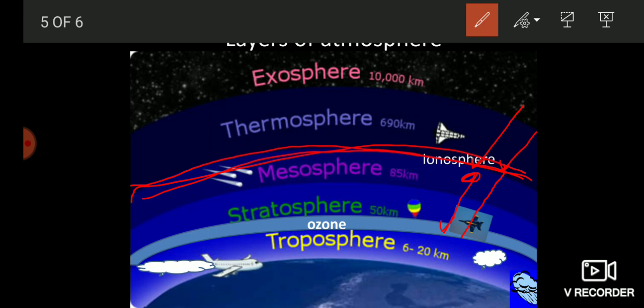From the ionosphere, the radio signal sent from the earth gets reflected. Suppose the antenna from the radio station sends a signal to the ionosphere, this very signal reflects and comes towards the earth where the receivers receive the signals. So this is a very important layer of the earth atmosphere.